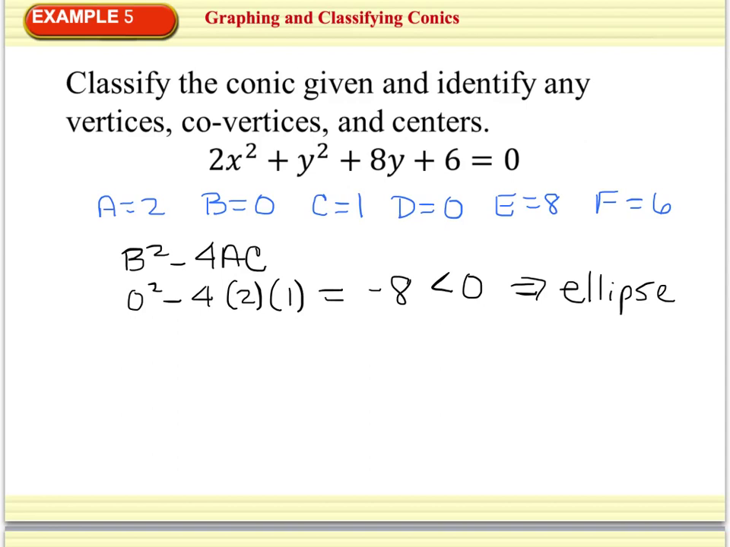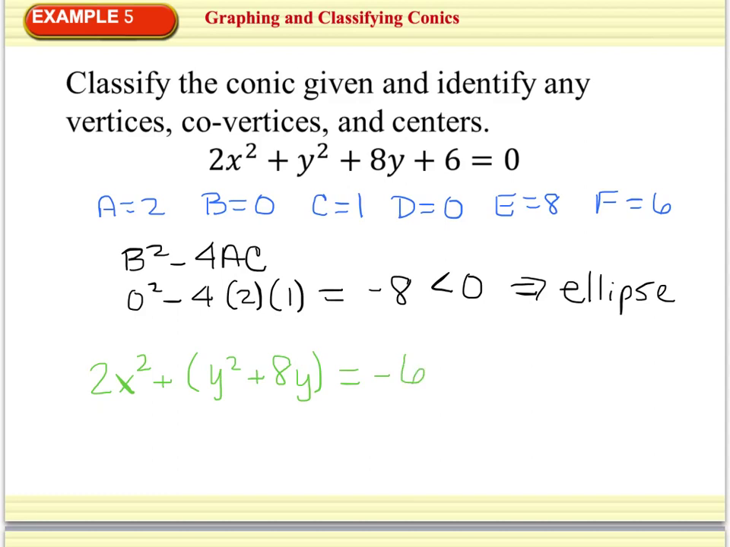So now that I know that I have an ellipse, I need to come up with that equation, and to do that, I'm going to group all of my x terms together and all of my y terms together. So let's rewrite our original equation. I have 2x squared plus, I'm going to group my y terms together, so I have y squared plus 8y, and then I'm going to move the constant over to the other side by subtracting 6.